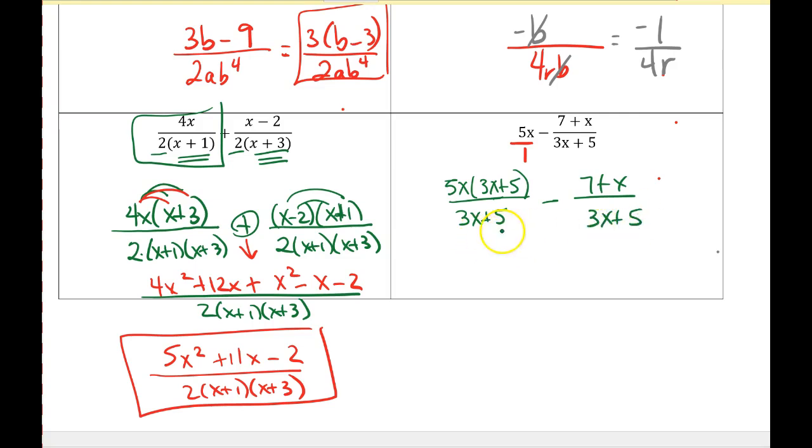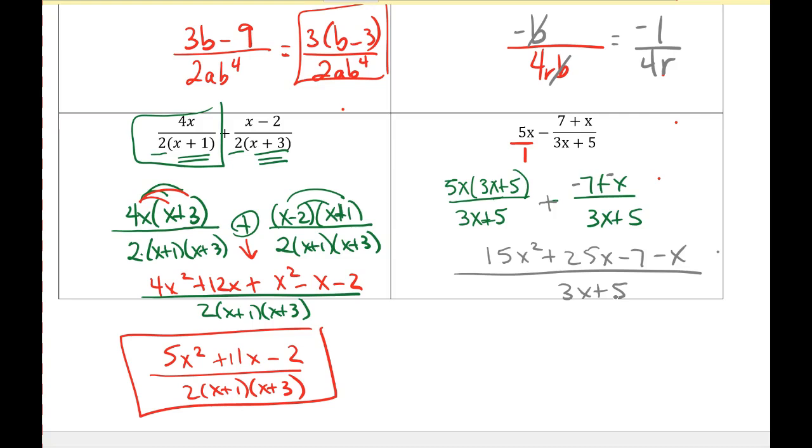Cool. Now they have a common denominator, and I'm about to do some math. I do want to be careful here. There's a minus in the middle, so just like I did a minute ago, I'm going to turn that into a plus, and I'm going to distribute that negative right there because I don't want to jack that up later. You got to remember it goes to both terms. So now we're going to distribute up here, so that's going to be, what is that, 15x squared plus 25x minus 7 minus x all over 3x plus 5.